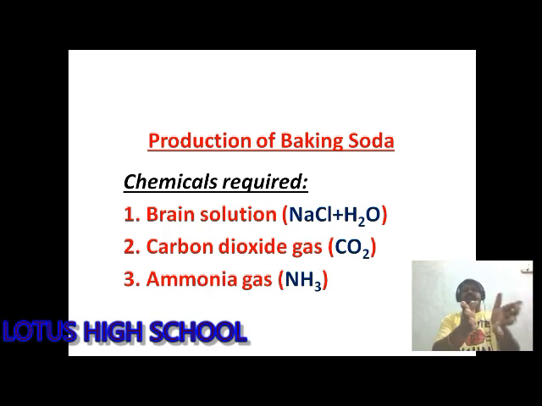So the salt solution is otherwise called a brine solution. And next, carbon dioxide gas. And next, ammonia gas. The chemical formula of ammonia gas is NH3. Don't write NH4, because if you write NH4, that is wrong. NH4 is an ion. Most people write NH4 instead of NH3, but it is not NH4, it is NH3. So the chemical formula of ammonia gas is NH3.